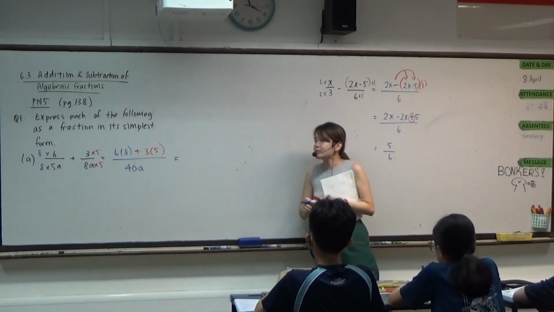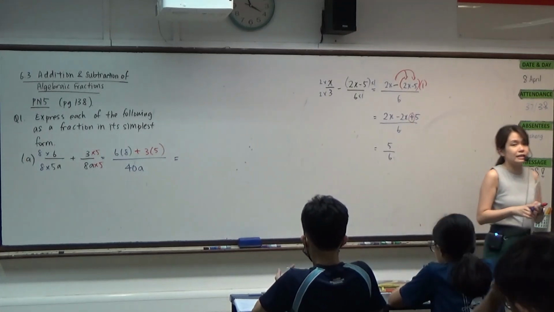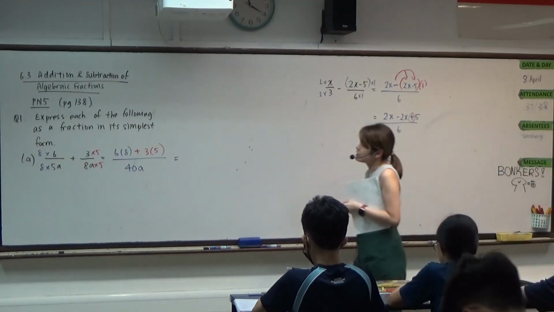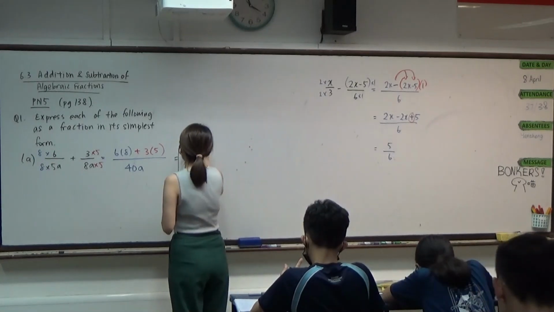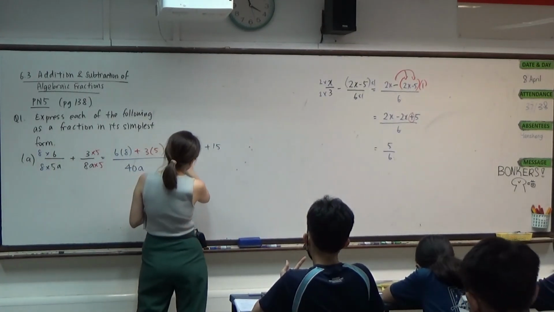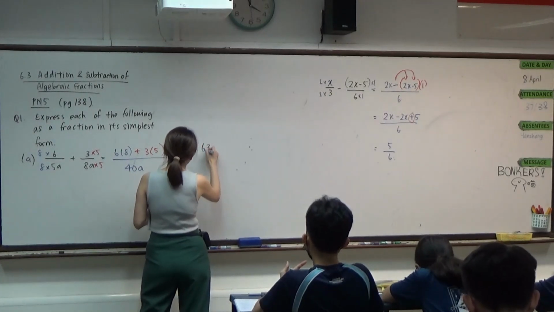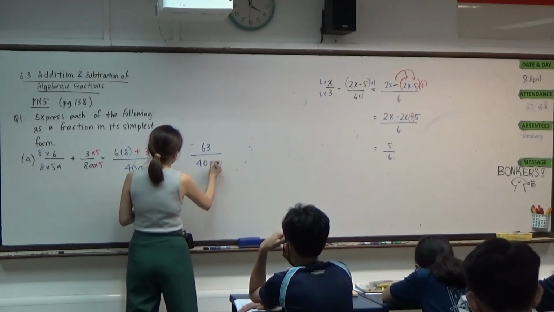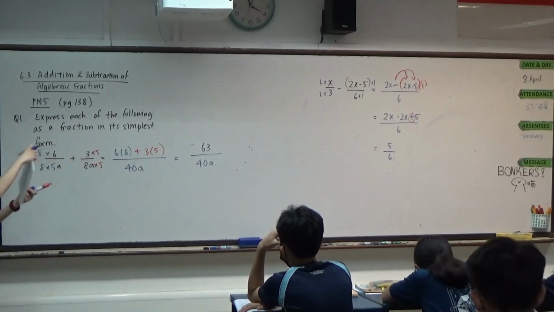So 6 times 8 plus 3 times 5, just press the calculator. 48 plus 15, that will be 63, over 40. So that will be the answer.